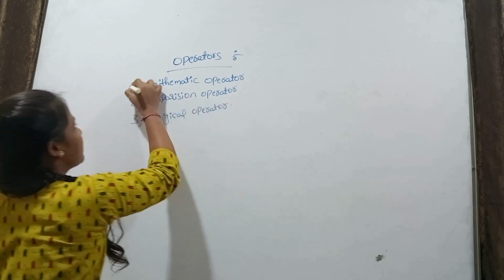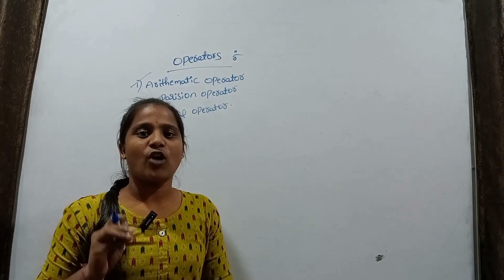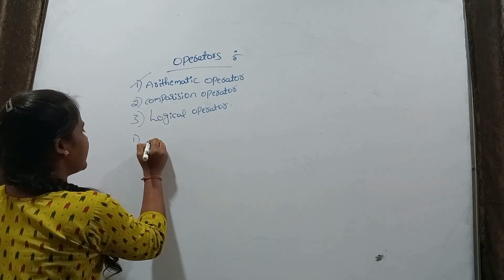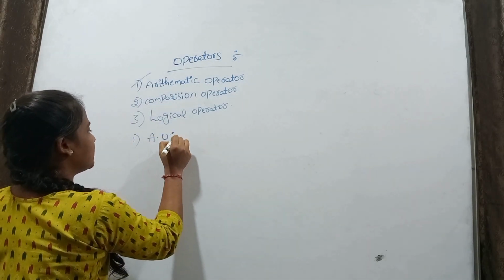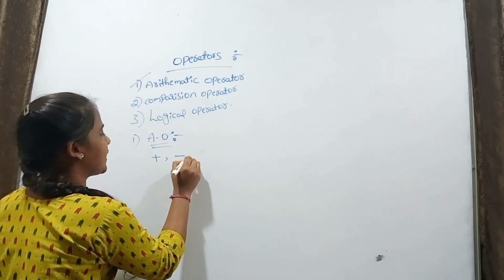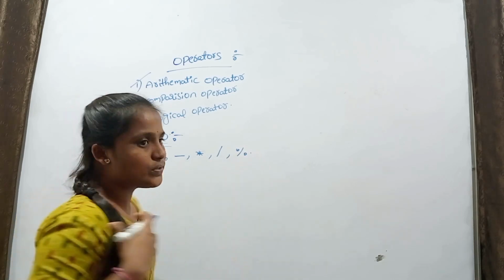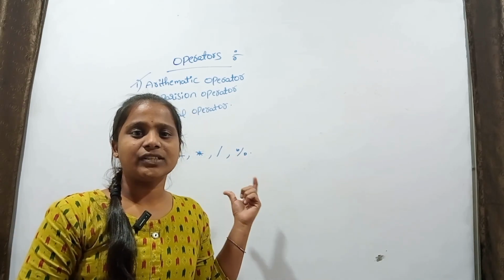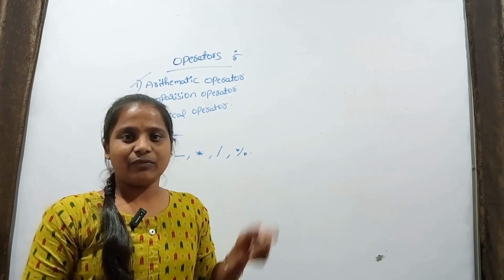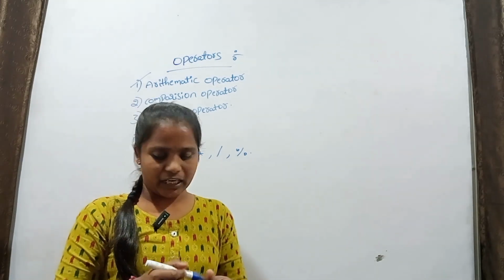First we have to discuss the arithmetic operator. The arithmetic operator contains 5 types of operators: addition, subtraction, multiplication, division and modulus. By using these arithmetic operators, we can solve the tables. First we have to use these arithmetic operators. We can create a table.